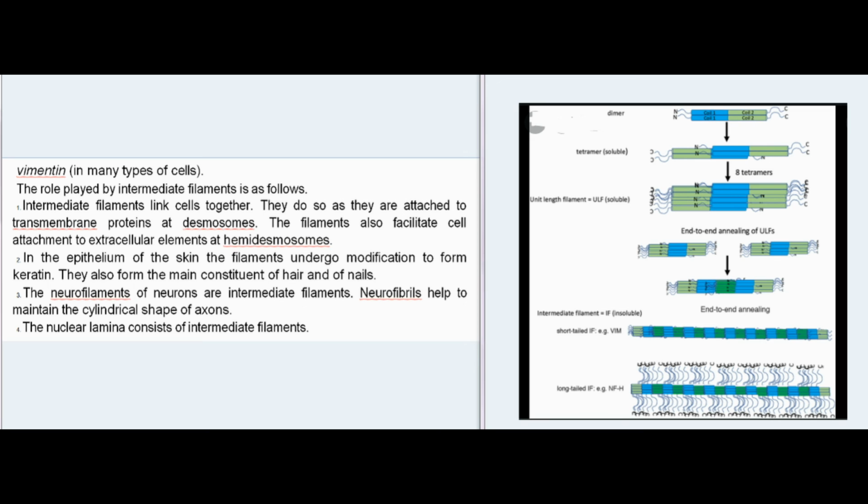The role played by intermediate filaments is as follows. Intermediate filaments link cells together. They do so as they are attached to transmembrane proteins at desmosomes. The filaments also facilitate cell attachment to extracellular elements at hemidesmosomes. In the epithelium of the skin, the filaments undergo modification to form keratin. They also form the main constituent of hair and of nails. The neurofilaments of neurons are intermediate filaments. Neurofibrils help to maintain the cylindrical shape of axons. The nuclear lamina consists of intermediate filaments.